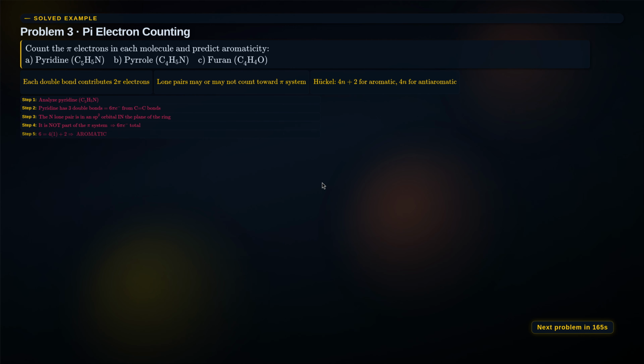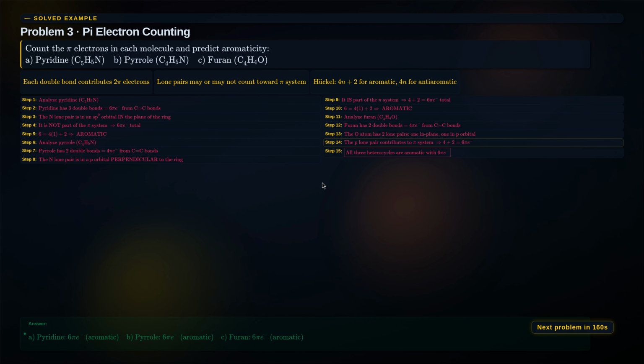Problem 3. Pi electron counting. Count the pi electrons in each molecule and predict aromaticity. A. Pyridine, C5H5N. B. Pyrrole, C4H5N. C. Furan, C4H4O. Step 1. Analyze pyridine.